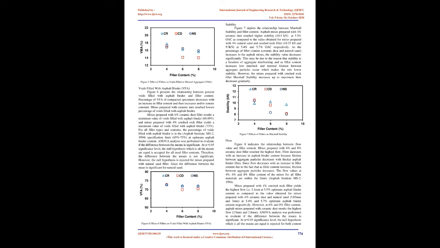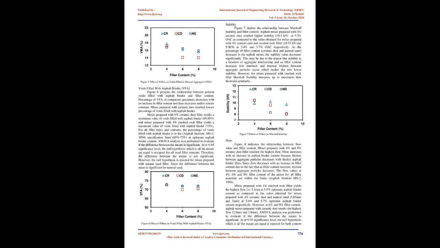17.7%. For all filler types and contents, the percentage of voids in mineral aggregate satisfies the minimum requirement, 14%, recommended by Asphalt Institute MS-2, 1994, for 12.5 mm nominal aggregate size at optimum asphalt binder content.